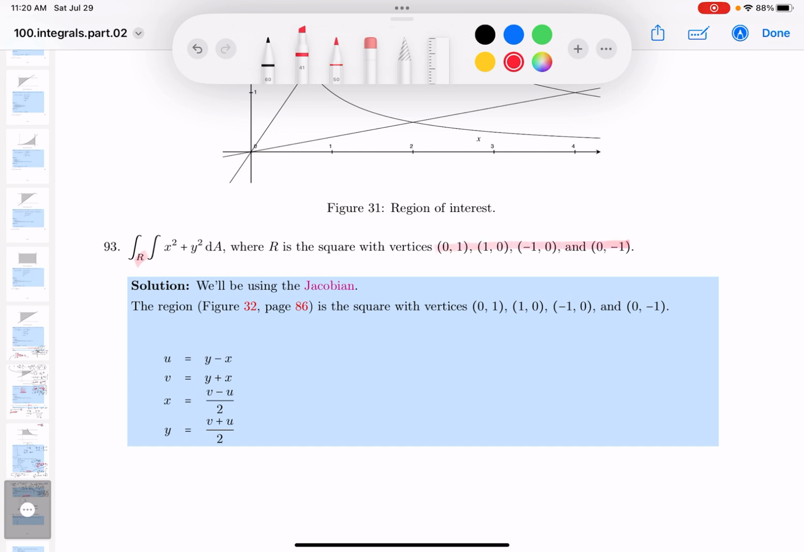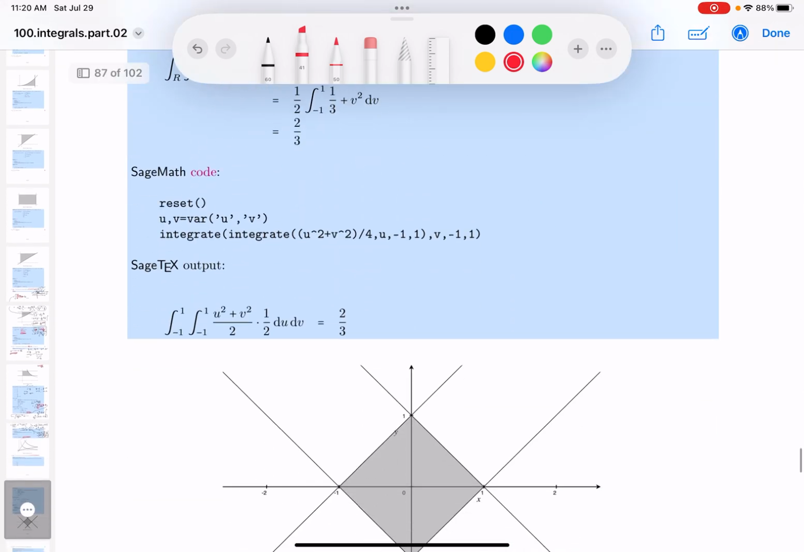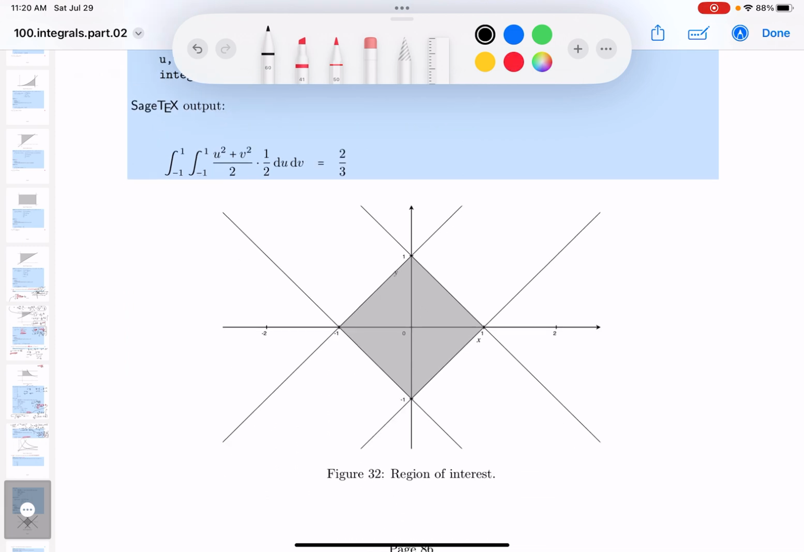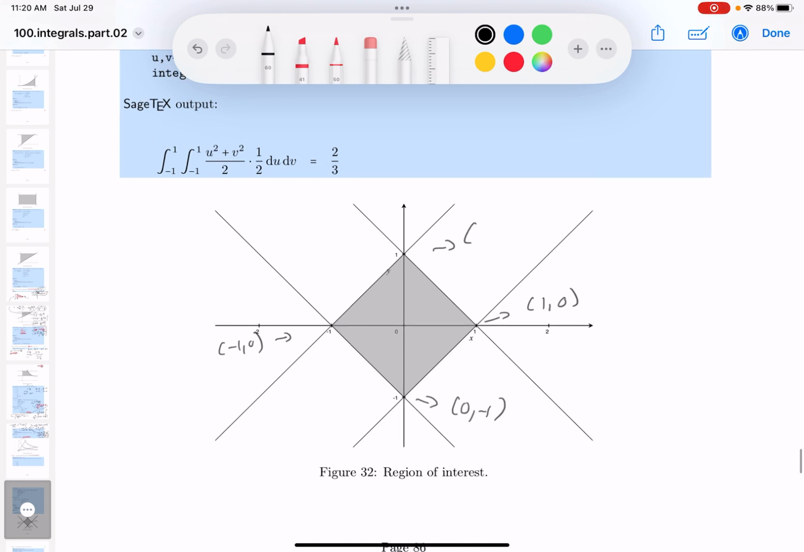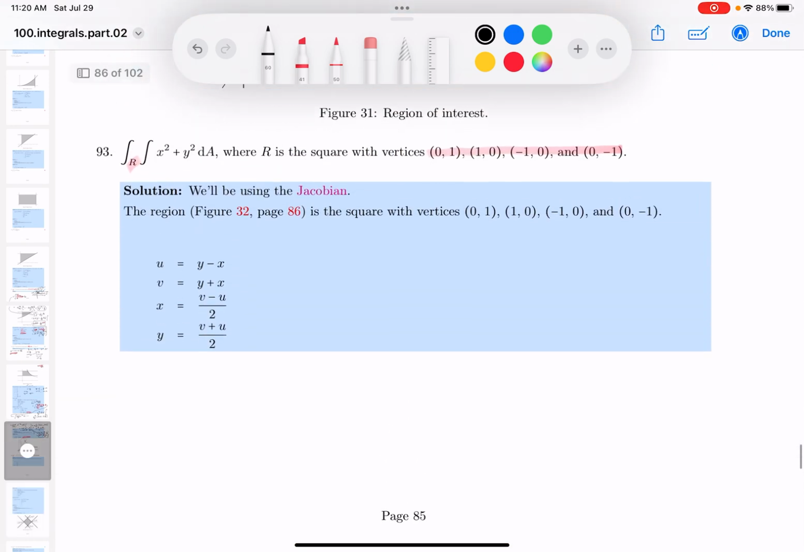And what it says is squares with the vertices 0, 1, 1, 0, minus 1, 0, and 0, minus 1. And I want to look at that. Let me just go through that with you. The point here is going to be 1, 0. The point here is going to be minus 1, 0. The point over here is going to be 0, minus 1. The point there is going to be 0, 1. Right? So we got that. Let me just make sure you understand what I mean by that: 0, 1, 0, minus 1, 1, 0, and minus 1, 0.